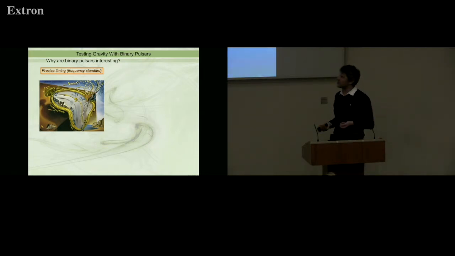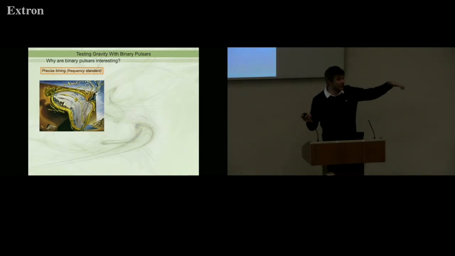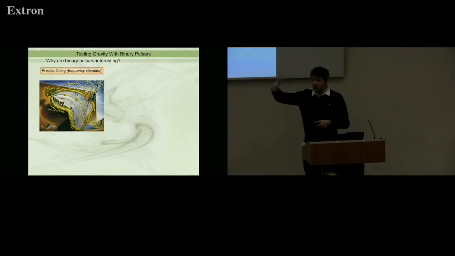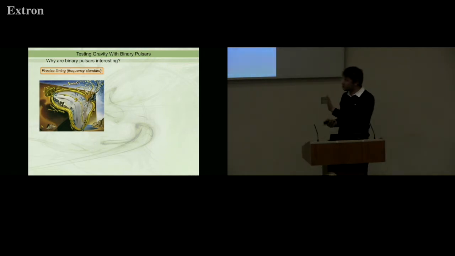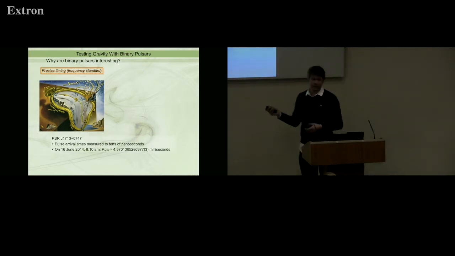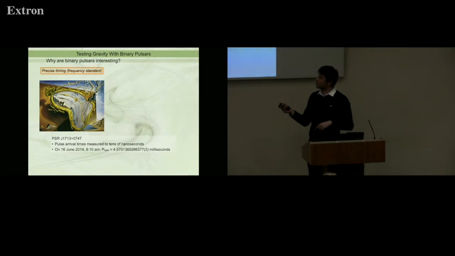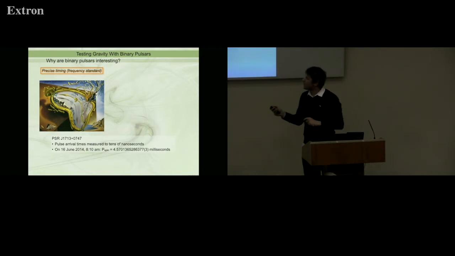The first reason is that they have very precise timing, so they're good clocks, okay? And we talked about that essentially in the first part, right? They tick-tock at regular intervals, and the interval at which they tick-tock is really accurate. It doesn't change over time. In some cases, and this particular pulsar is one of the best, we can measure the arrival time of each pulse to about tens of nanoseconds. Okay? That's accurate. We can tell when it's going to come.